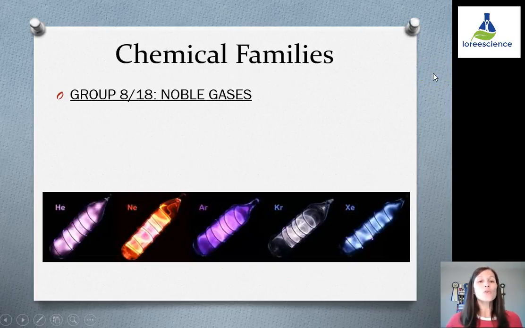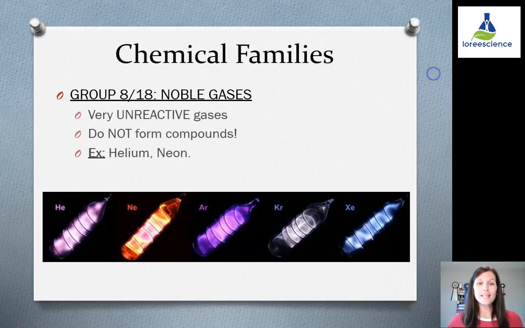Group 8 or 18 are noble gases. They're very unreactive because their outermost shell is full. They do not form compounds because they are not reactive. Examples are helium, neon, argon, krypton, and xenon.